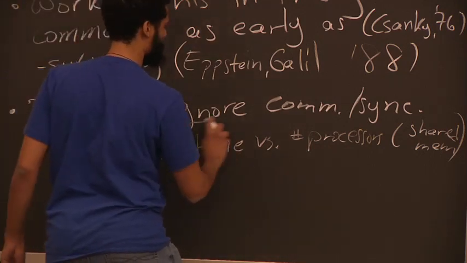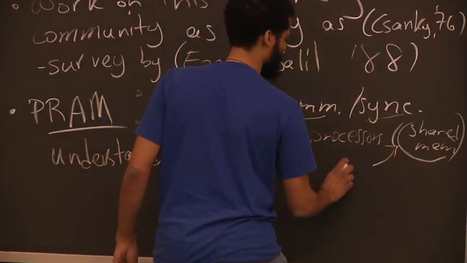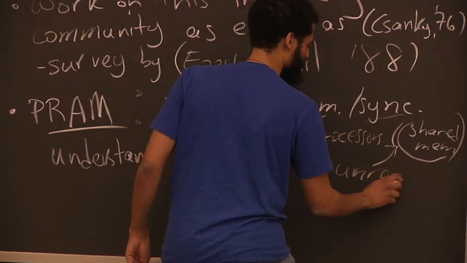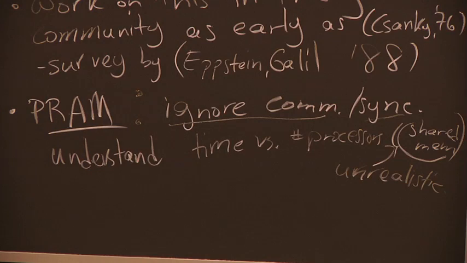Unfortunately, this ignoring communication and synchronization and this shared memory are unrealistic. And I would say somewhere, I don't know exactly when, but somewhere in the late 80s, maybe early 90s, PRAM sort of stopped being studied so much. I think in big part because of the fact that you can't just ignore communication. That's actually one of the biggest issues when you're dealing with massively parallel computation.